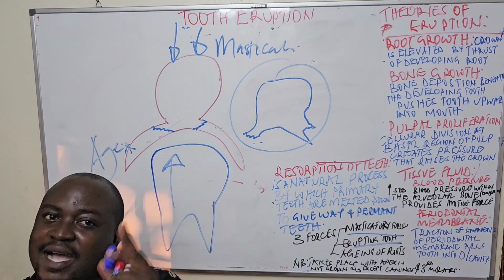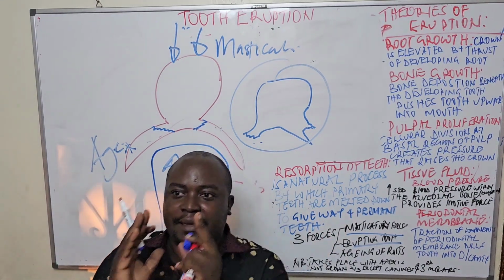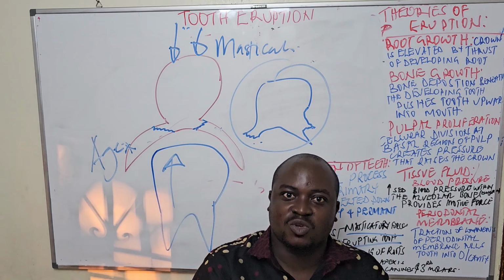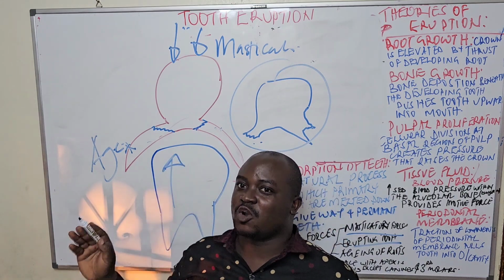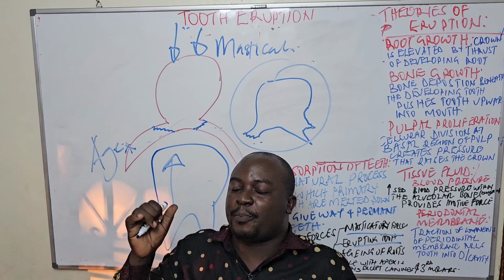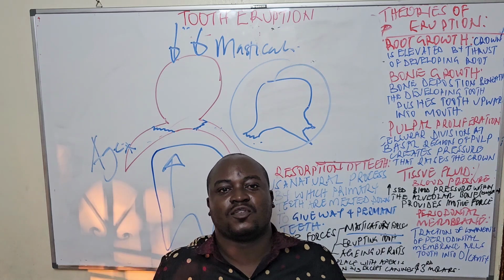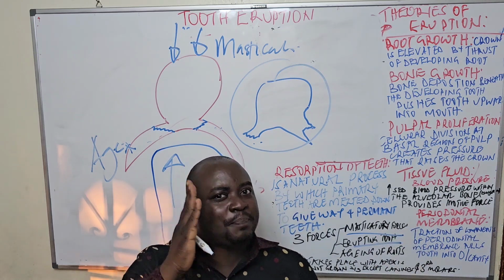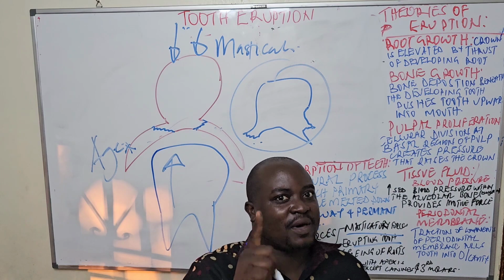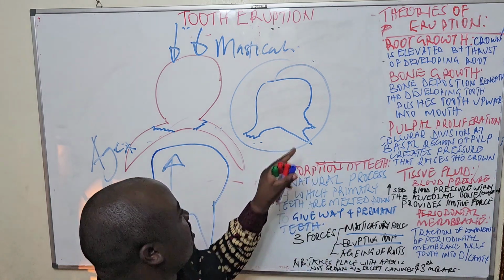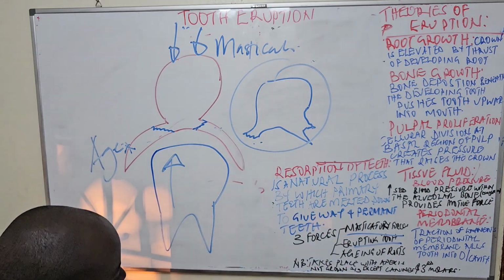It is a physiological process. That is why, among our differences between primary and permanent teeth, we said it is physiological for primary teeth to have resorption, but it is pathological, or a pathology, for you to find such in a permanent tooth.